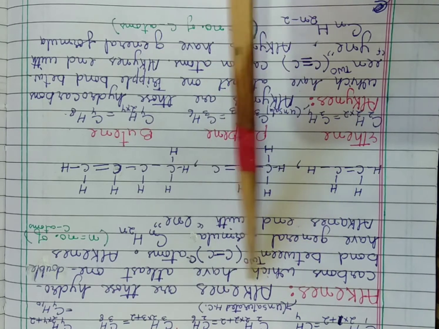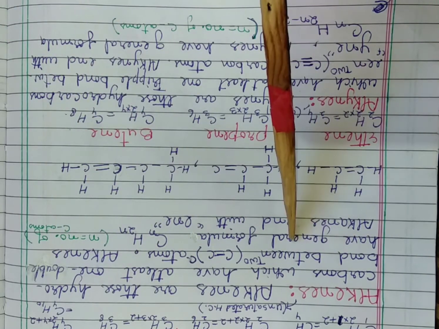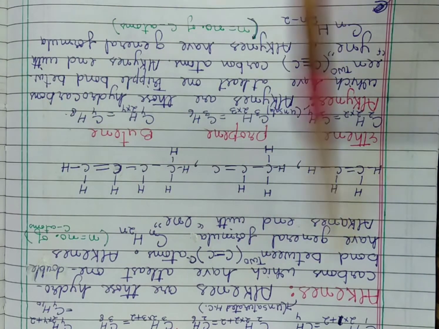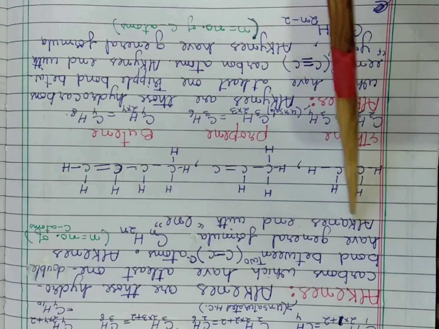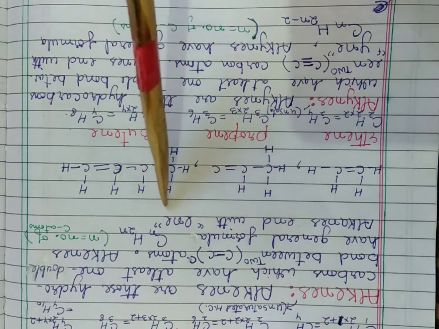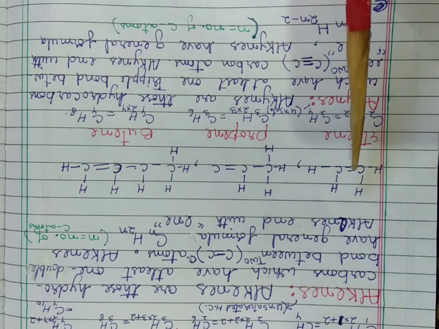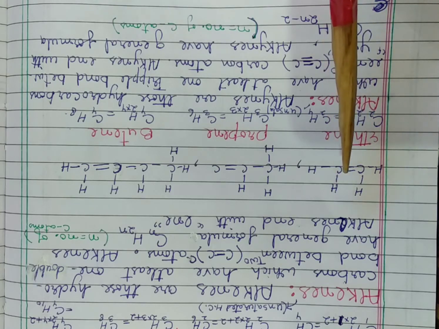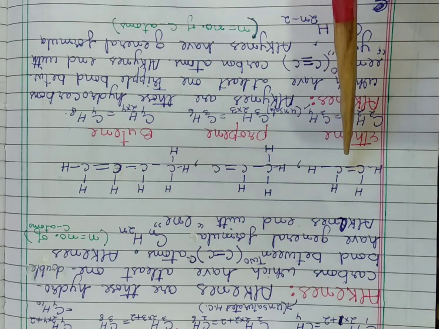Alkenes are those hydrocarbons which have at least one double bond between two carbon atoms. Alkenes have a general formula CnH2n, where n is the number of carbon atoms, and alkenes end with ene. Here you can see the first member of alkenes is ethene, because methene is not stable: in methane you cannot satisfy the valency of carbon. That's why it starts from the first member ethene.